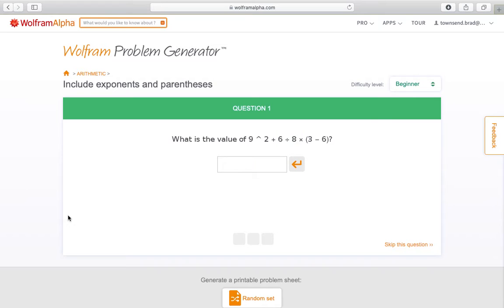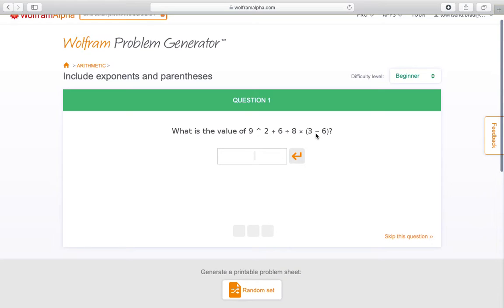So the first, see it says here at the top, arithmetic including exponents and parentheses. Question number 1. What is the value of 9 to the second power? That's the exponent here, 2. So it's 9 to the 2 plus 6 divided by 8 times, in parentheses, 3 minus 6, and then a question mark.